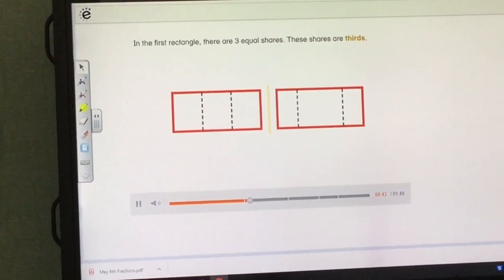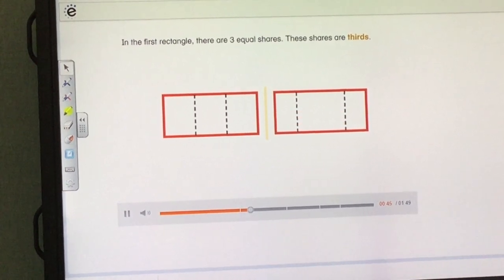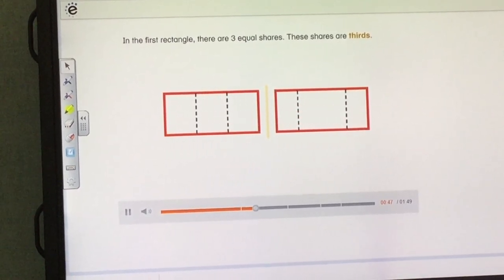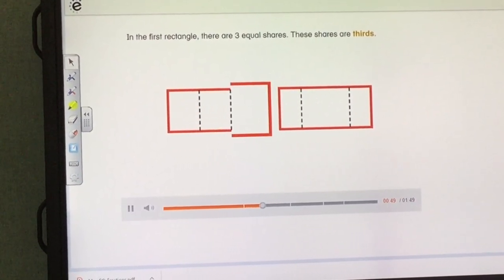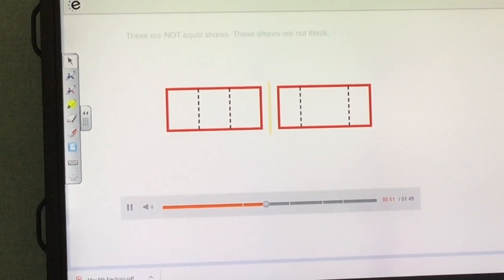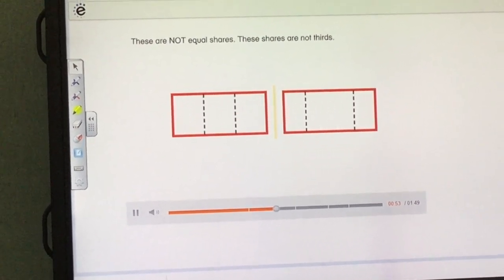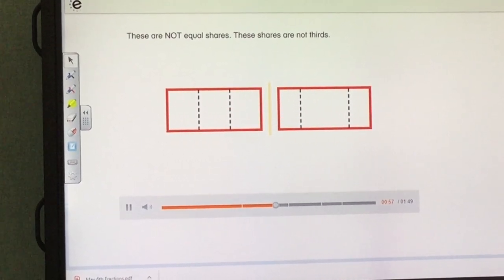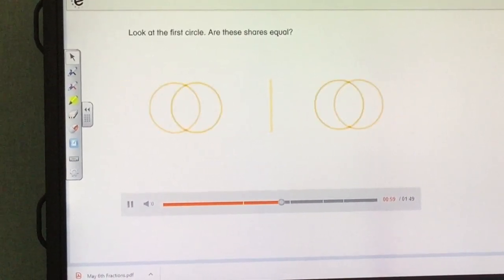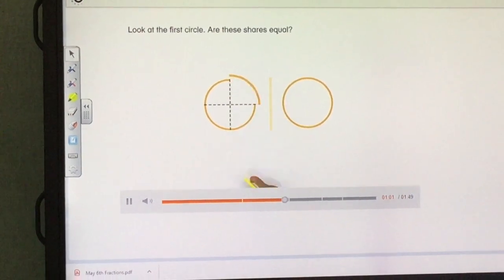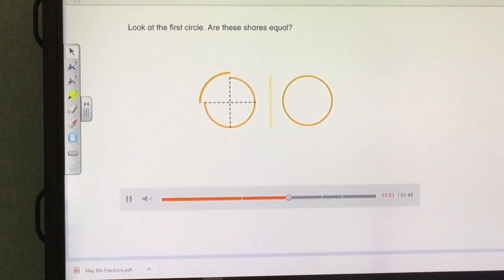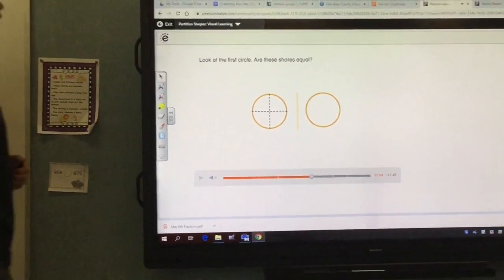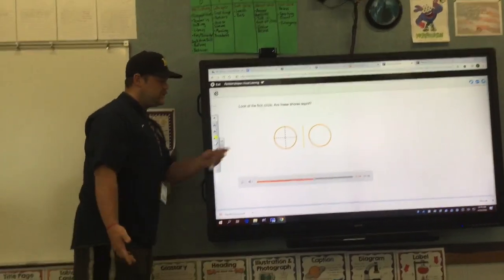In the first rectangle, there are three equal shares. These shares are thirds. These are not equal shares. These shares are not thirds. Look at the first circle. Are these shares equal?